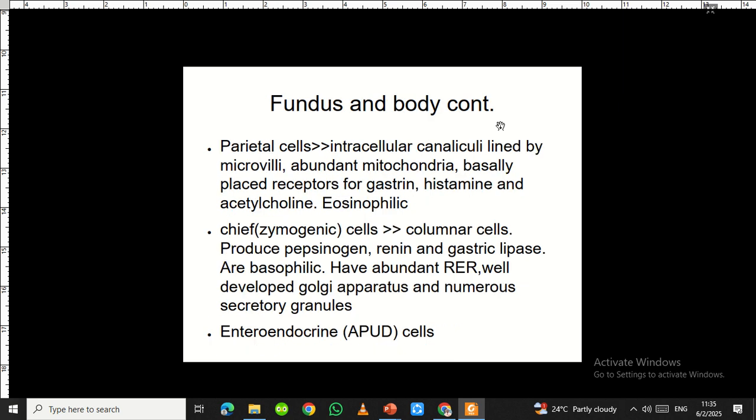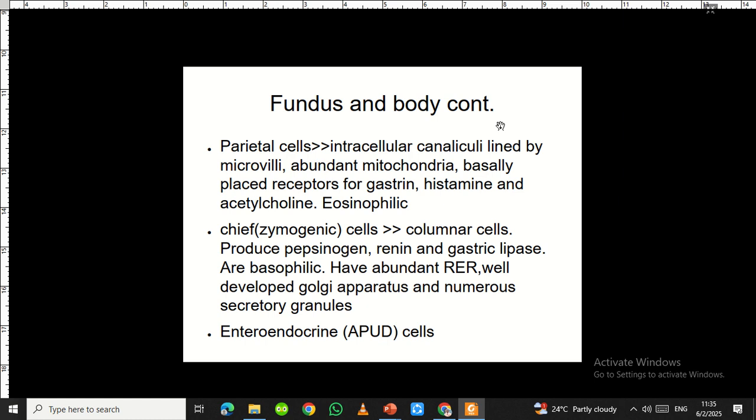The parietal cells are going to have intracellular canaliculi lined with microvilli. They have abundant mitochondria. That's why they are eosinophilic. And they have a basally placed nucleus, right? And you have receptors for gastrin, histamine, and acetylcholine, right? And they are eosinophilic, like I said.